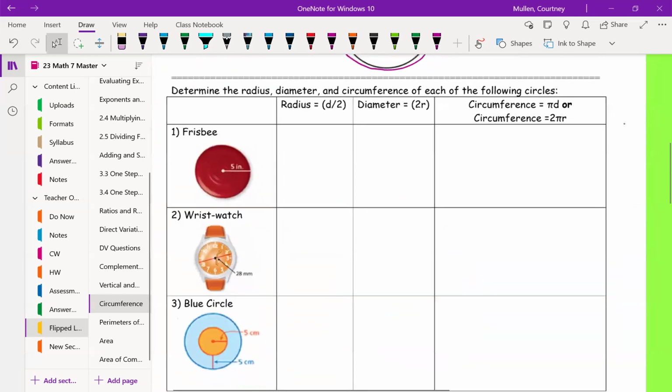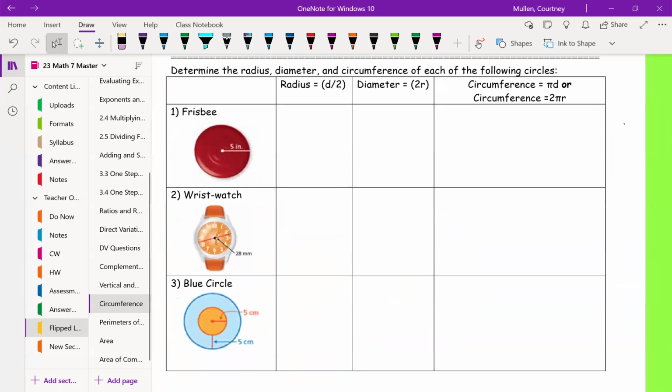So let's go down here and determine the radius, diameter, and circumference of each of the following circles. Let's start with the frisbee. Well, on the frisbee, we see information going from the center to the edge, which means we have the radius. So we know the radius is 5 inches. The diameter is 2 times the radius. So since the radius was 5 inches, the diameter is 10 inches.